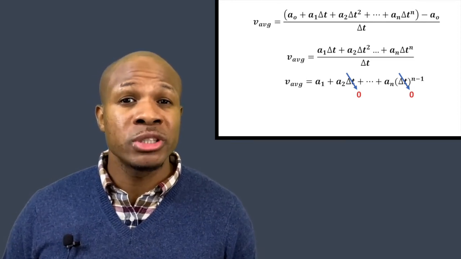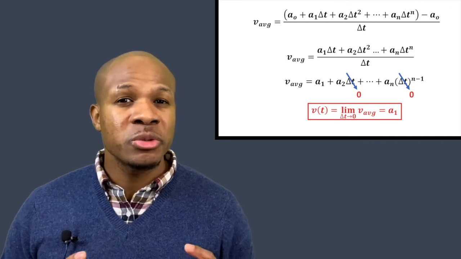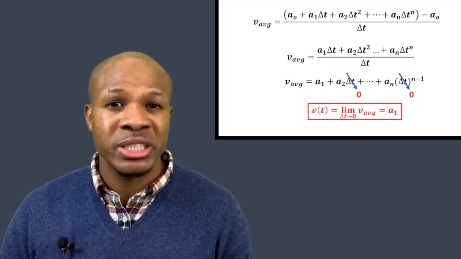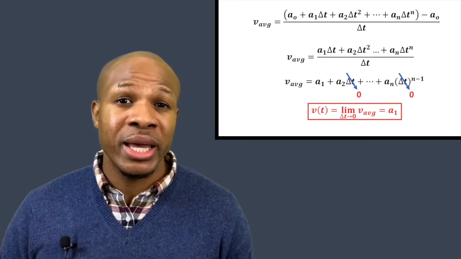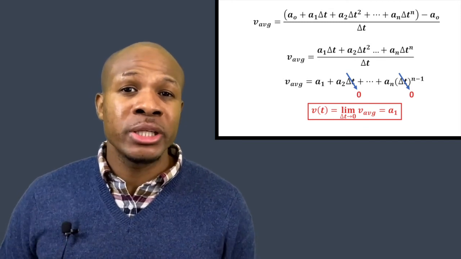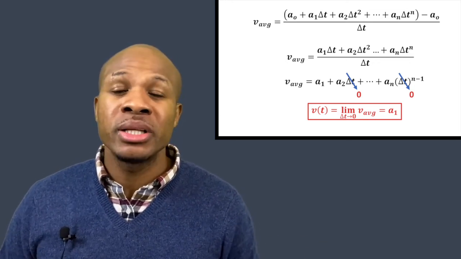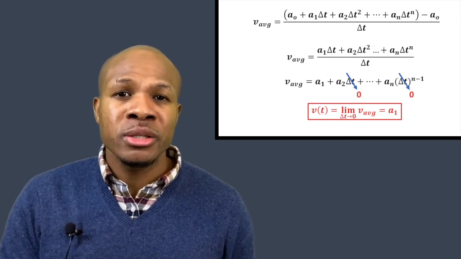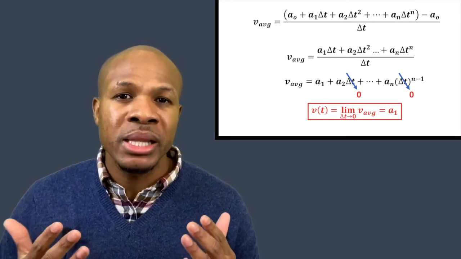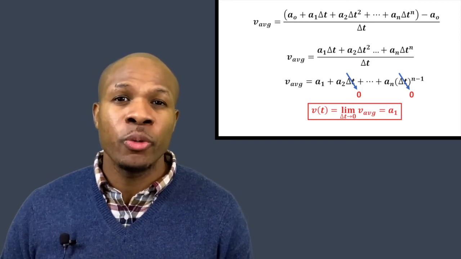So instead what we're going to do is set the limit as delta t goes to 0. So we want delta t to be as close to 0 as possible. Then all these other terms are going to cancel out and we're going to be left with a sub 1. And it doesn't matter how large your acceleration is. You can make a sub 2, a sub 3 as big as you want. We can always choose a delta t that's so small that all those terms go to 0 and we're still going to be left with a sub 1. We're just left with the first order term. That's really what a derivative tells us.